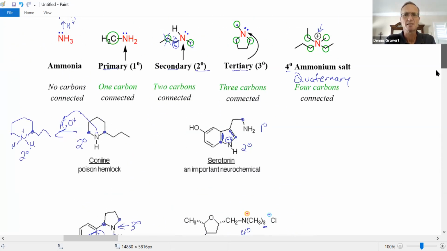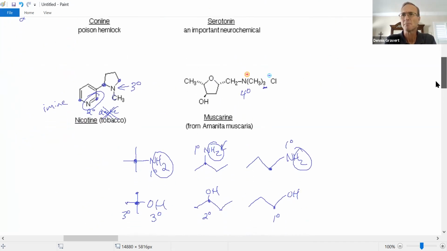Enough about degrees. How about we name them? Sure. All right. So this here is primary. Okay. So the name of this group, that's a tert-butyl group or t-butyl. This is t-butylamine.